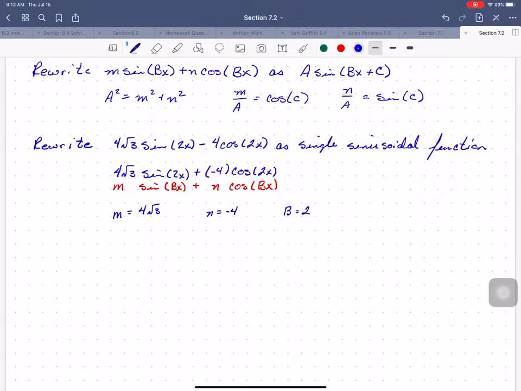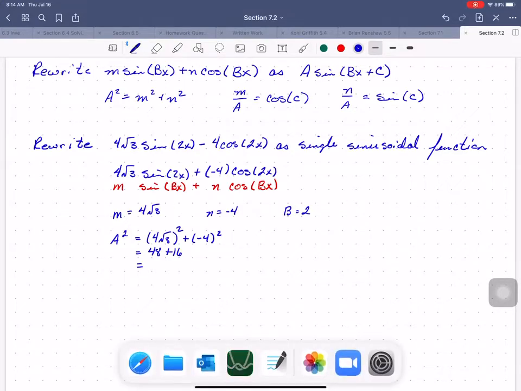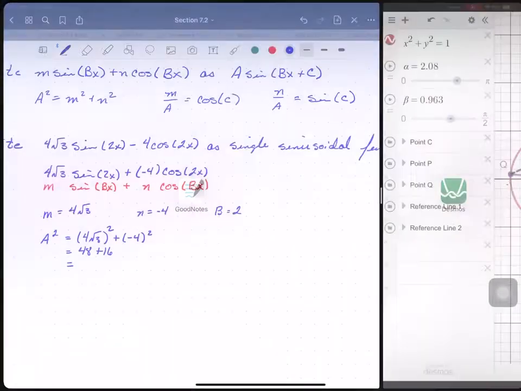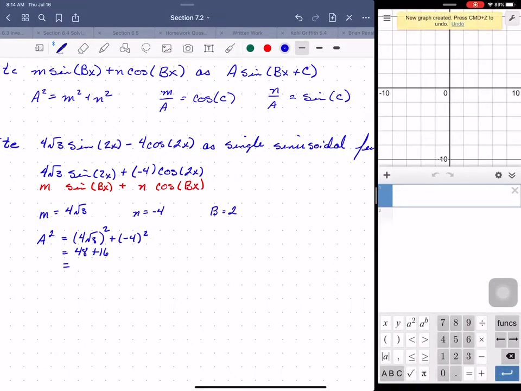Okay, from the m and the n, I can get a squared, because a squared equals m squared plus n squared, so that's 4 square root 3 squared plus -4 squared, which is going to be 48 plus 16, which is, something my head's not doing today. 48 plus 16 is 64. Now that's a squared, so from that I know that a is 8.